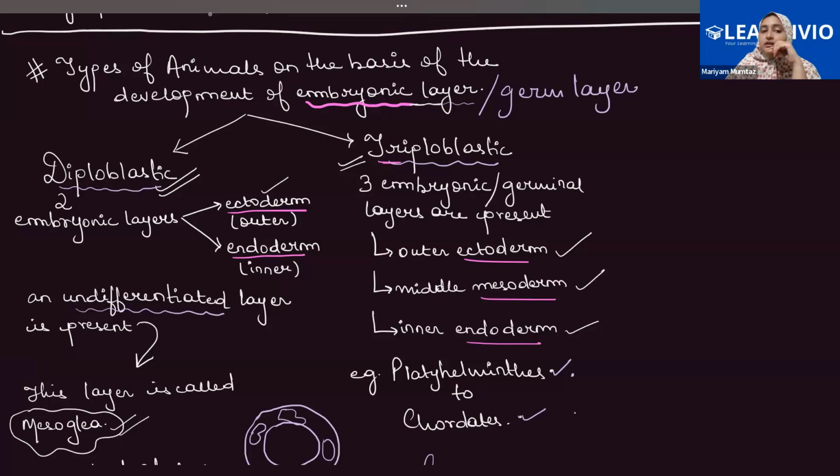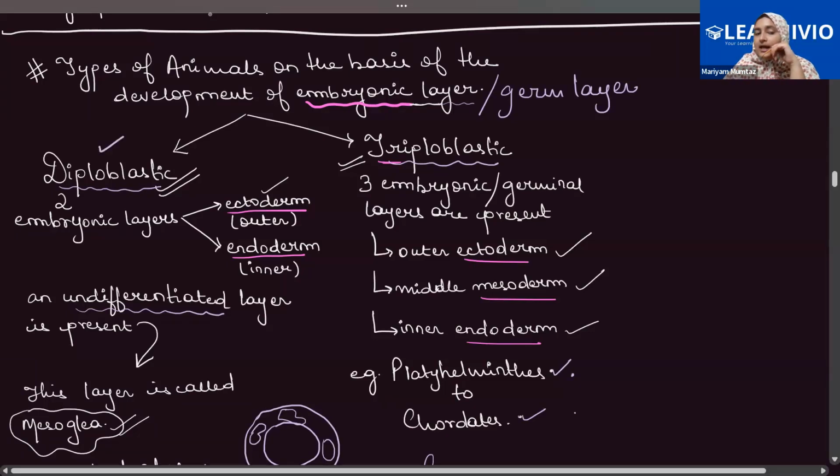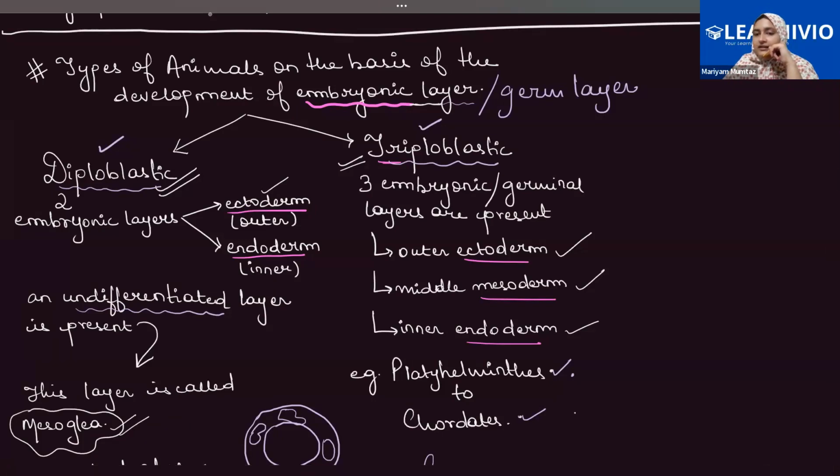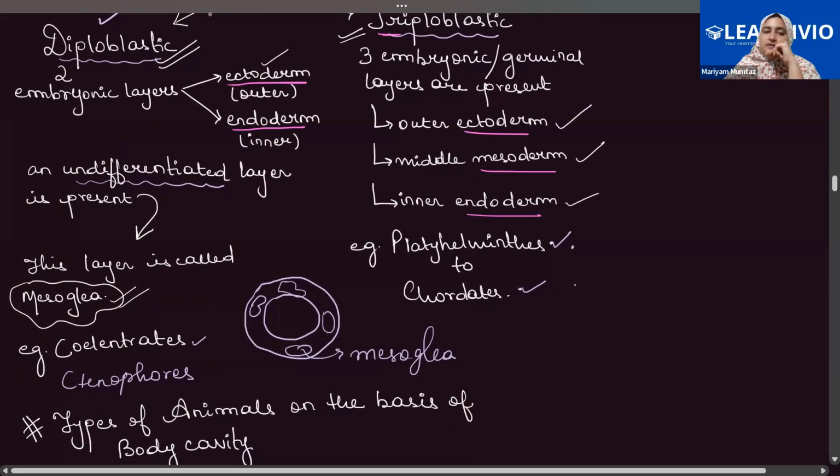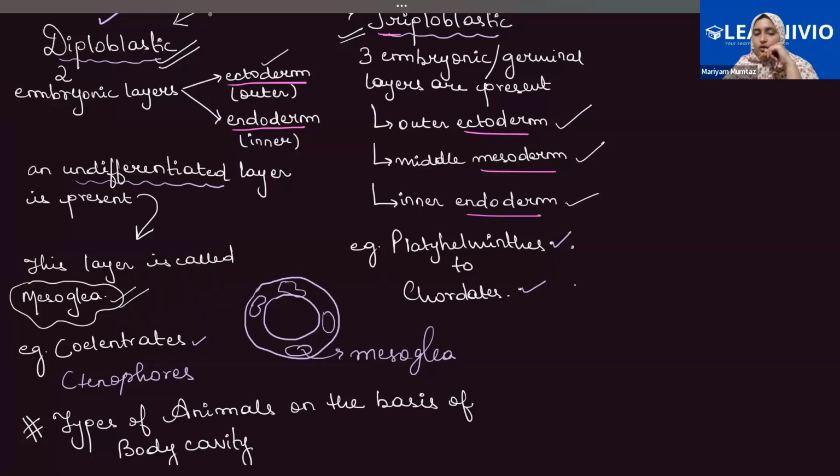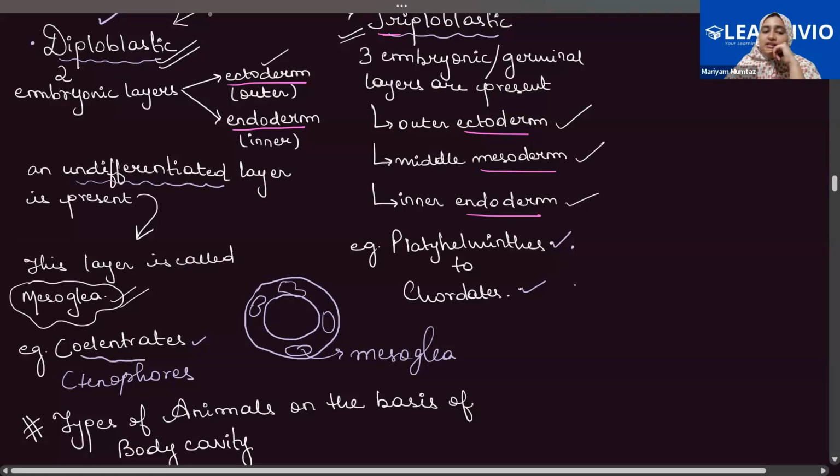Now, depending upon that, organisms can be of two types: diploblastic and triploblastic. Diploblastic organisms have two embryonic layers, ectoderm and endoderm, and the mesoderm is not present. Triploblastic organisms have all three layers present: outer ectoderm, middle mesoderm, and inner endoderm. In diploblastic organisms, an undifferentiated layer called the mesoglea is present rather than true mesoderm. Examples of diploblastic organisms are coelenterates and ctenophores.